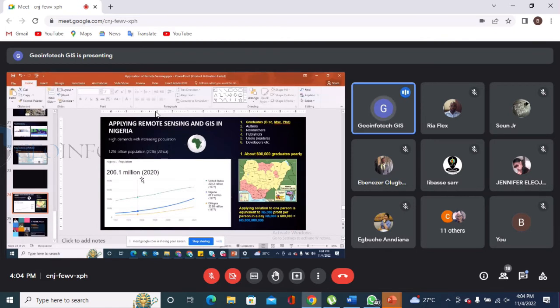And you see that recently we've been having more graduates, apart from the last strike. We've been having about 600,000 graduates yearly. So now where I'm going to is this. If you apply a solution for one person, like transportation, we know that in a day an average person will spend 4 to 6 hours on the road, which is not productive.